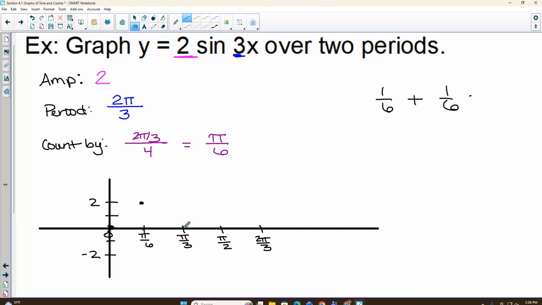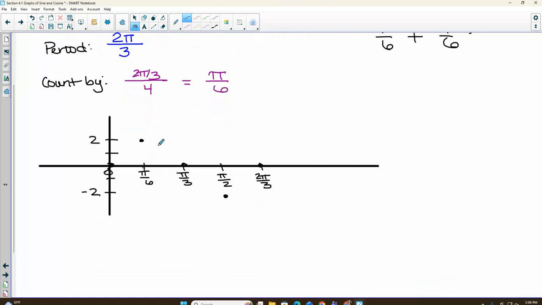Then it has to come back to 0. Then we should hit our low point, -2, and then back to 0. If you get confused, you can always plug these points into our equation. We're just trying to shorten the process a little bit. We already picked all the nice points to make this work out. So, here is my graph of sine. So that's 2 sine of 3x.